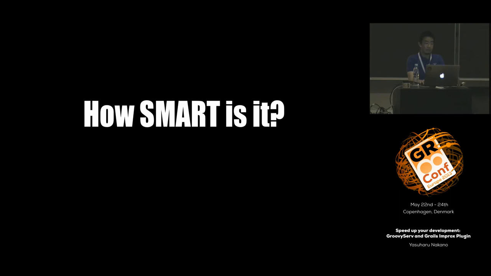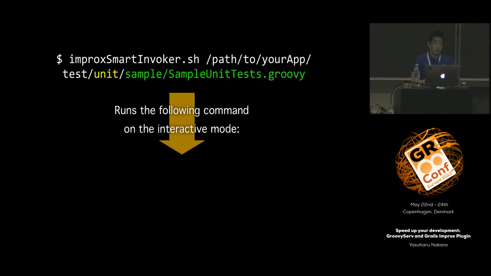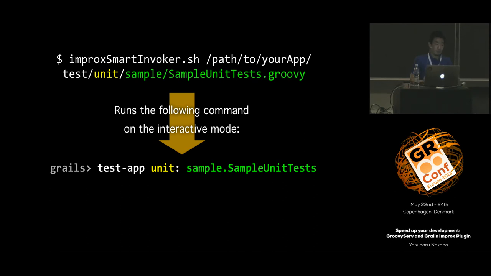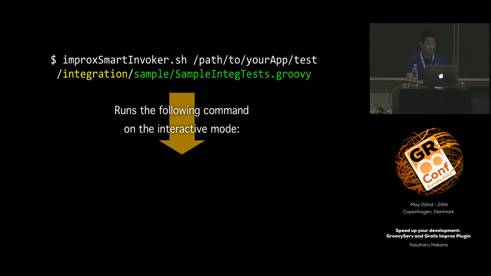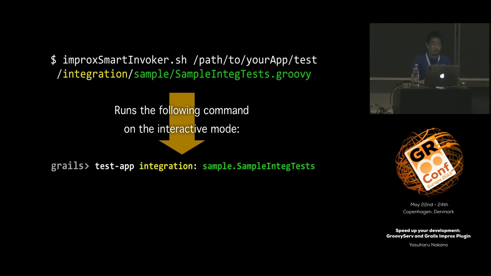How smart is it? Improx Smart Invoker works as follows. First, if you specify a Groovy file and a test unit directory as an argument, Improx Smart Invoker runs this Grails command as follows. Specify the test phase from the test directory and resolve the SQCN from the file path. Similarly, if you specify a Groovy file and the test integration directory as an argument, Improx Smart Invoker runs this Grails command. So you don't need to specify a test phase and the SQCN, taking the trouble.